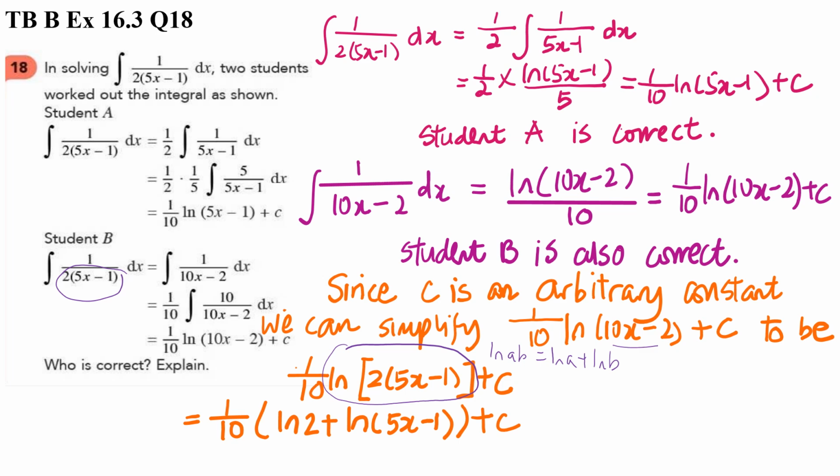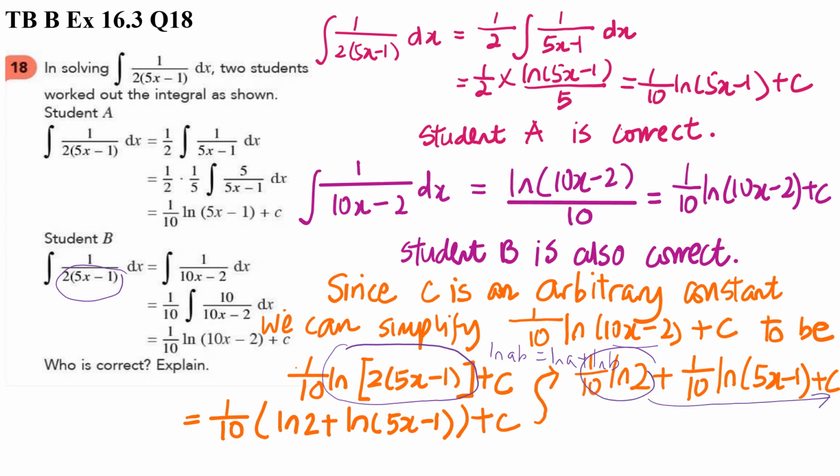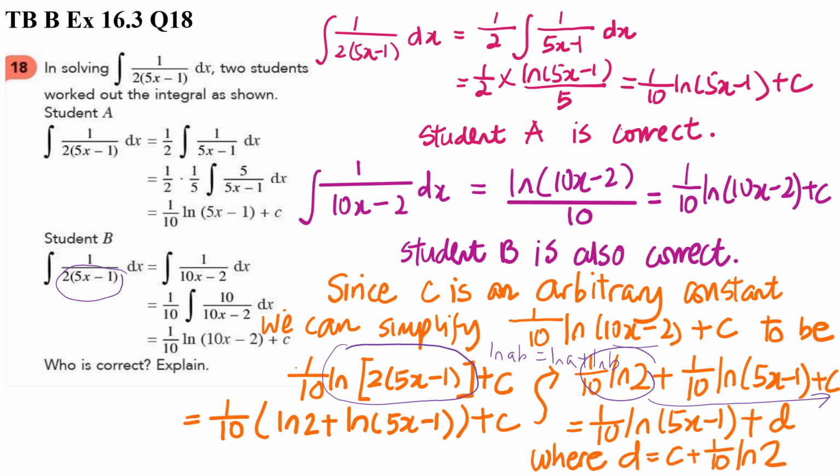And then you can expand it. And this 1 over 10 ln 2 is a constant. So this constant and this c, you can add them together to have another, just use a letter d. You don't use c anymore, just use a letter d to represent it, where d is an arbitrary constant which is equal to this. Alright, so basically student B is not wrong also.